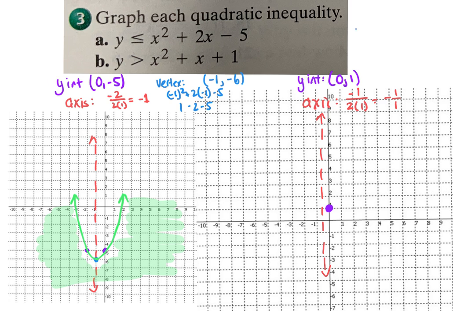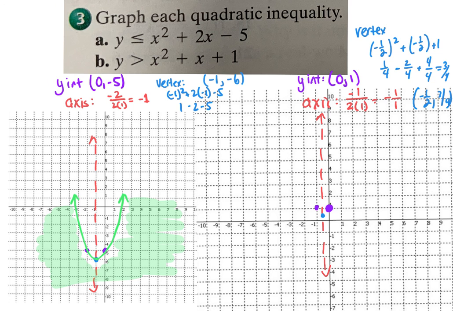And then your vertex, when you plug that in, you get -1/2 squared plus -1/2 plus 1. So you get 1/4 minus 1/2. So if I make that with a common denominator, that's minus 2/4. Plus 1, common denominator is plus 4/4. So I get 3/4 there. So my vertex happens at -1/2, 3/4. So that is going to be about right there. And then I can graph that other point there.